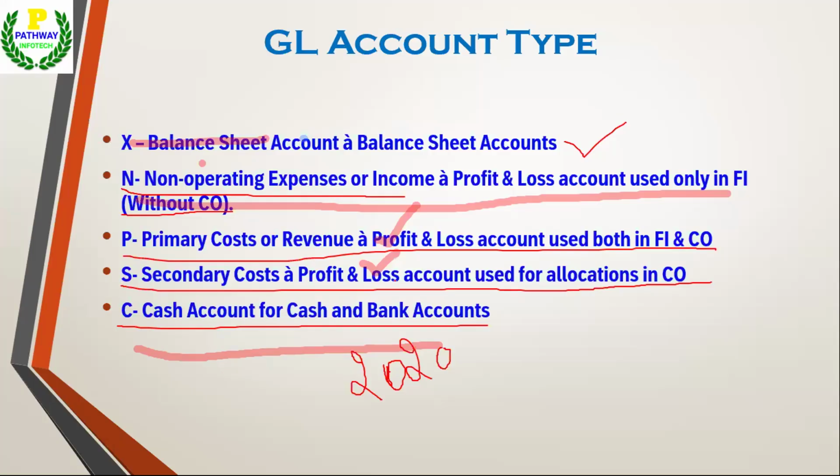Now, secondary costs, a profit and loss account used for the allocation. So in case of any CO allocation purpose, the appropriate GL account type you need to select and create. If required, you can also set up separate GL number ranges at the chart of accounts level, while mapping the OBD4 transaction code, you can also set up a separate number range.